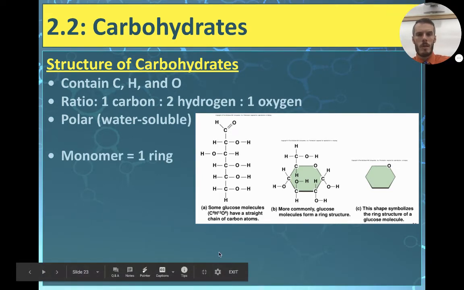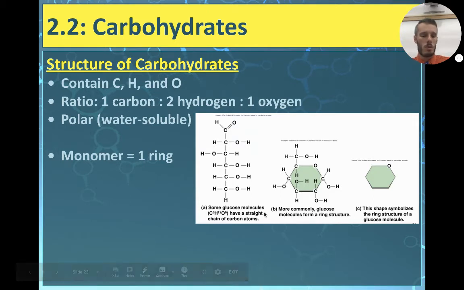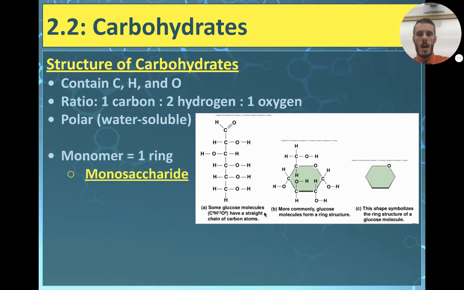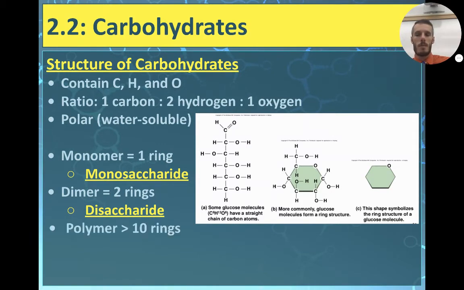A monomer is going to be 1 ring. So it could be glucose, it could be fructose. Those are just a couple of examples. Monomers of carbohydrates are called monosaccharides. Dimers contain 2 rings, so 2 monosaccharides bonded together. Those are called disaccharides. And a polymer is going to contain at least 10 of these monosaccharides bonded together. Okay, and something like glycogen contains many more than just 10.